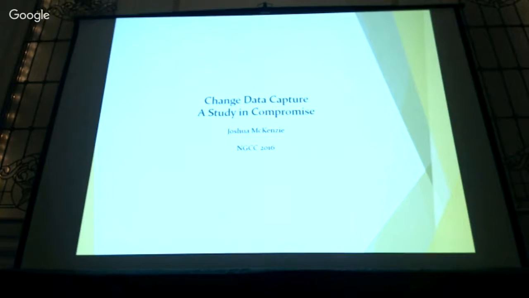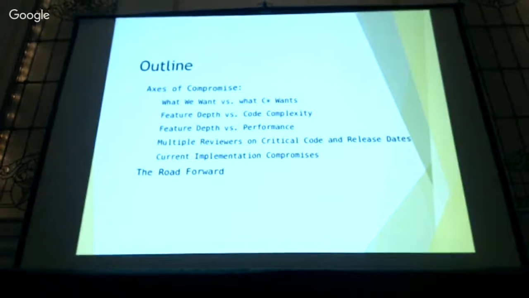So I call this a study in compromise. That's probably true of any major feature in Cassandra, but this one had that special flavor to it. So the axes of compromise that I want to go over here is what we want versus what Cassandra wants. And the rest you can read, you're all literate. But basically, these are the classic things you have to compromise on when designing in any kind of environment, but most especially in a distributed environment and one where we want things to stay fast. And then I'll talk a little bit about the road forward.